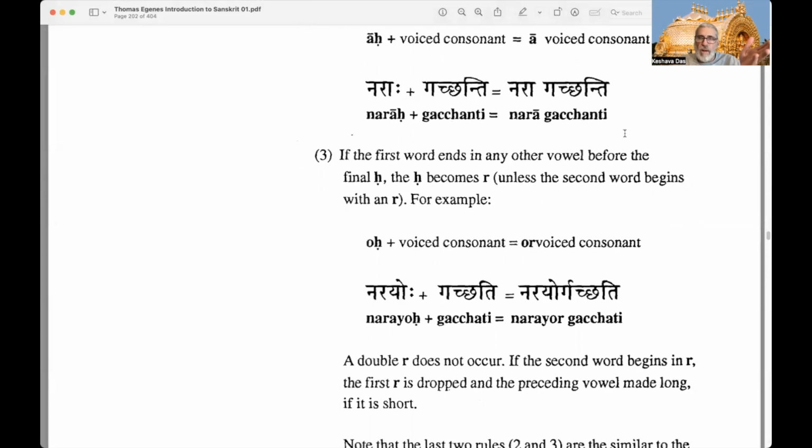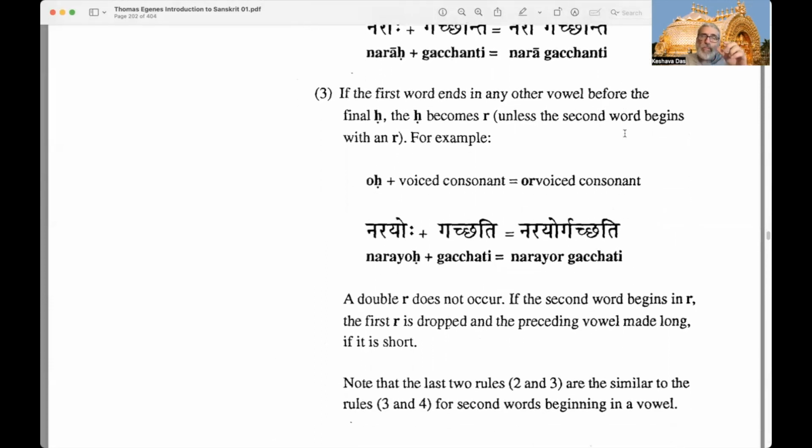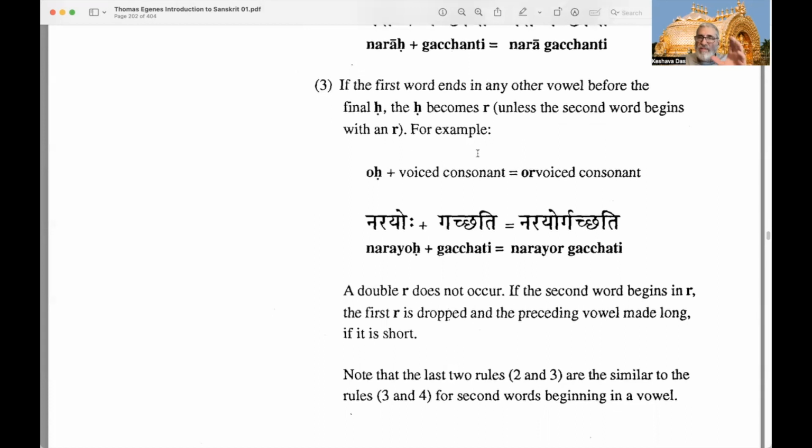right? Okay, so now if the first word ends in any other vowel before final visarga, the visarga becomes r, unless the second word begins with an r. Okay, so here we go. We're only talking about voiced consonants starting a word. So again, if we have o visarga at the end of the first word, followed by a voiced consonant starting the second word, it becomes or and the voiced consonant.